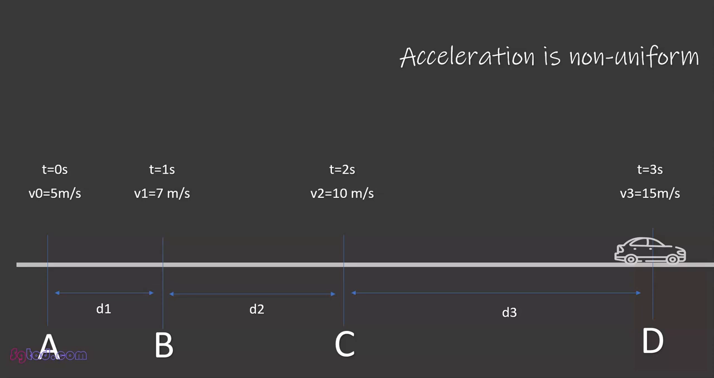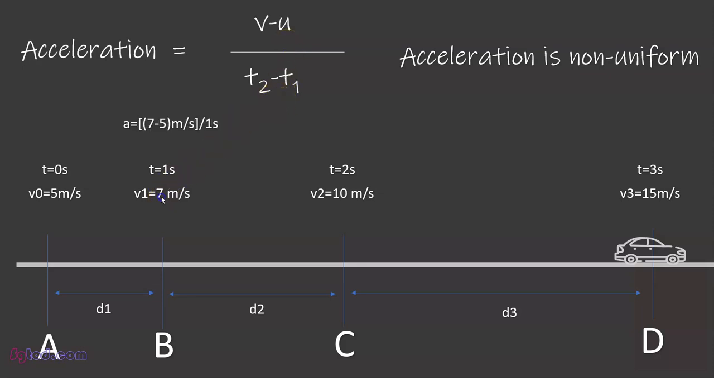Let's calculate its acceleration using the formula: final velocity minus initial velocity, divided by time taken. If we substitute the numbers, the final velocity is 7 meters per second and the initial velocity is 5 meters per second, divided by the time taken of 1 second. We get the acceleration to be 2 meters per square second.